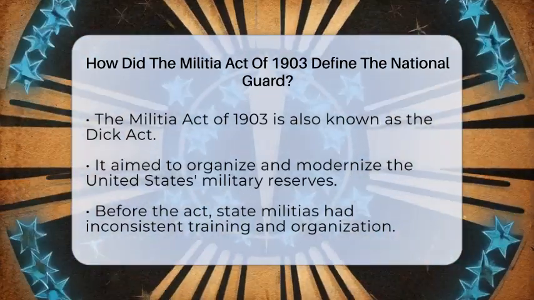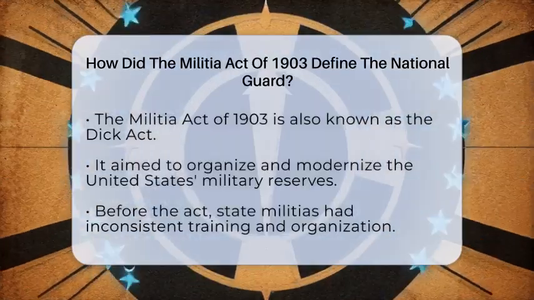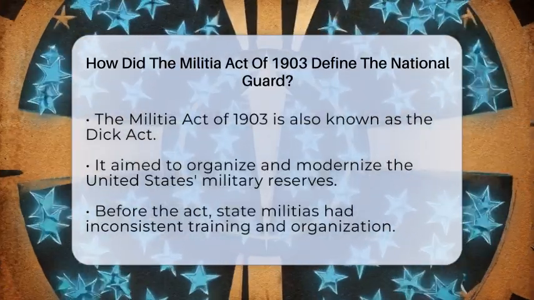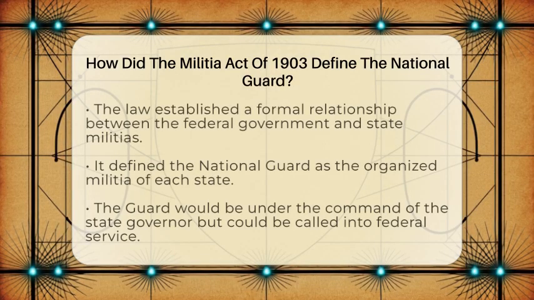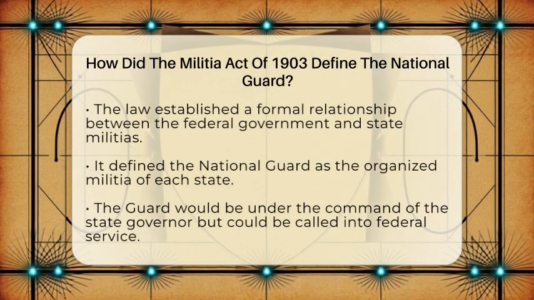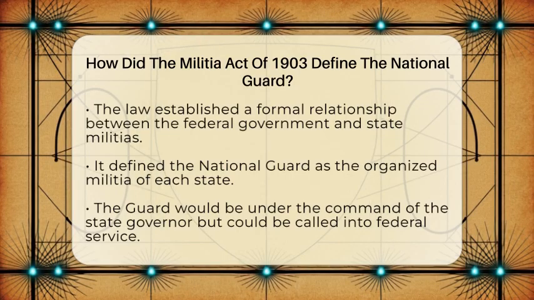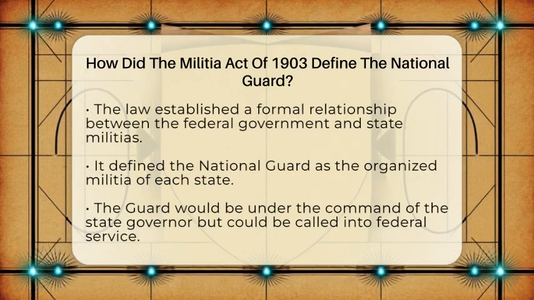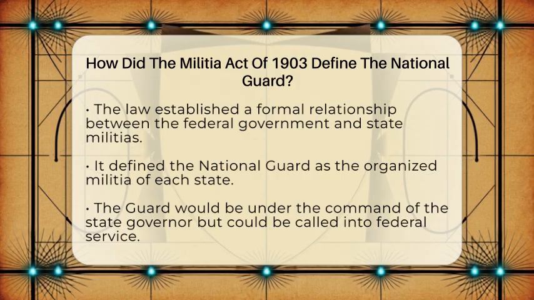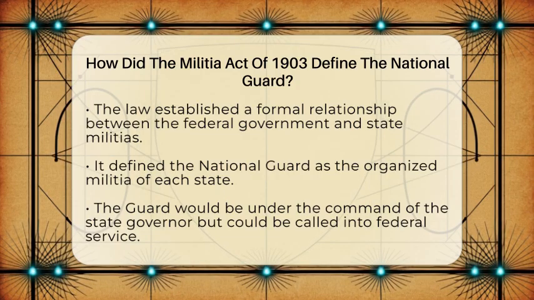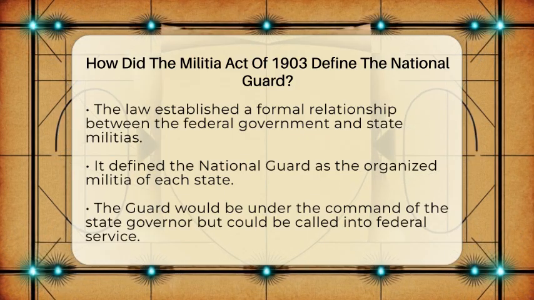Prior to this act, state militias operated with varying degrees of organization and discipline, often relying on volunteer units with inconsistent training standards. The law established a formal relationship between the federal government and the state militias, which would later be known as the National Guard. It clarified that the National Guard would serve as a reserve force that could be called into federal service during national emergencies, such as wars or insurrections.